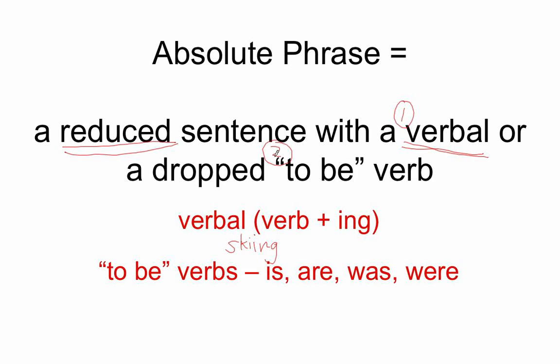And the next thing we need to discuss, number 2, is a to be verb. To be verbs are here, is, are, was, were. To be verbs are known as linking verbs, and again we will discuss to be verbs or linking verbs more in depth when we discuss verbs. Okay, so that's a basic definition of an absolute phrase.